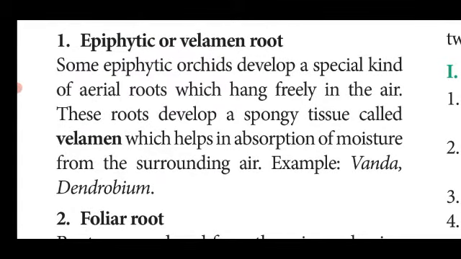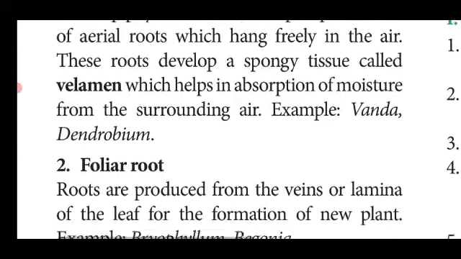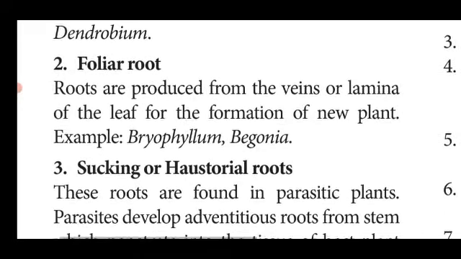Orchids develop a special kind of aerial root, that is, roots which are present above the soil, which hang freely in the air. These roots develop a spongy tissue called velamen, which absorbs moisture from the surrounding air. Examples are Vanda and Dendrobium.